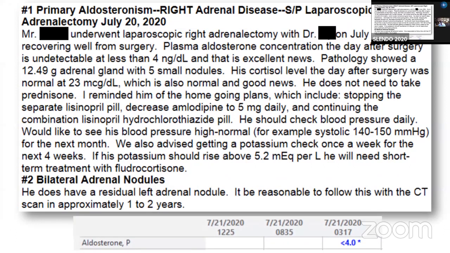So I see him the day after surgery. He's recovering well. His aldosterone the day after surgery is undetectable, which is what we want to see. Pathology showed a normal weight of adrenal glands, 4 grams. He was 12.49. And there are actually 5 nodules in that adrenal. Which one was making aldo, we're not sure. His cortisol level the day after surgery, though, was 23. So he's making plenty of cortisol on his own. I was prepared to give him short-term prednisone coverage, and we didn't need to.